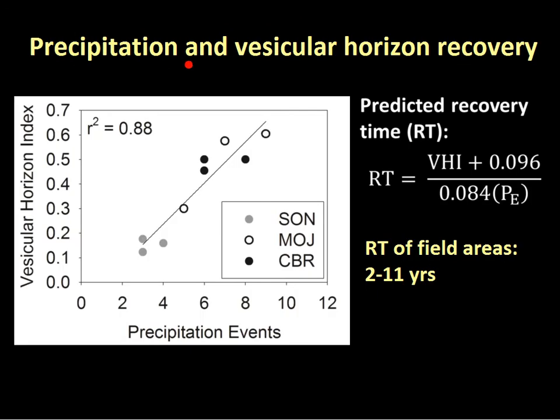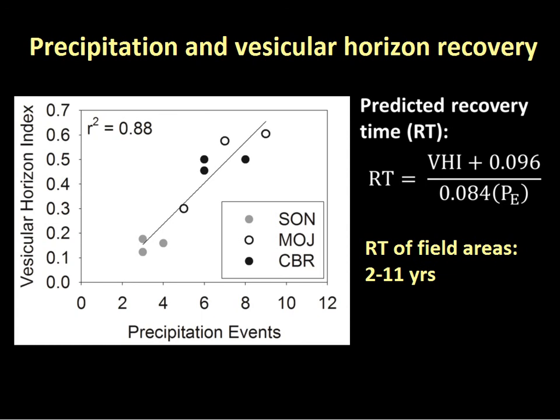One of the interesting trends that I observed when I looked at the post-disturbance soils was that the post-disturbance vesicular horizon index showed a really strong relationship with precipitation. So 9 of my field sites were close enough to a climate station that I could use weather data from the recovery year in order to calculate the number of precipitation events that occurred at the site. When I looked at the relationship between the number of precipitation events and the vesicular horizon index of the recovered vesicular horizons, I saw that there was a linear trend with an R-square value of 0.88.